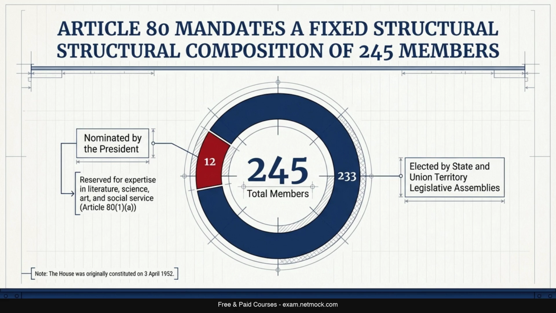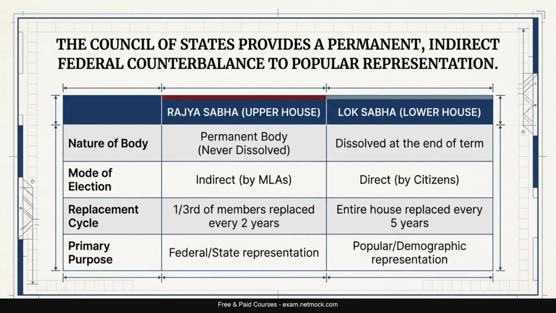Now let's understand the structural foundation. Article 80 of the Indian Constitution mandates a fixed composition of 245 members in the Rajya Sabha. Of these, 233 are elected by the state and union territory legislative assemblies, while 12 are nominated by the President. These nominated members are reserved for expertise in literature, science, art, and social service under Article 80, Clause 1, Subclause A. The House was originally constituted on the 3rd of April, 1952. The Council of States provides a permanent, indirect federal counterbalance to popular representation.